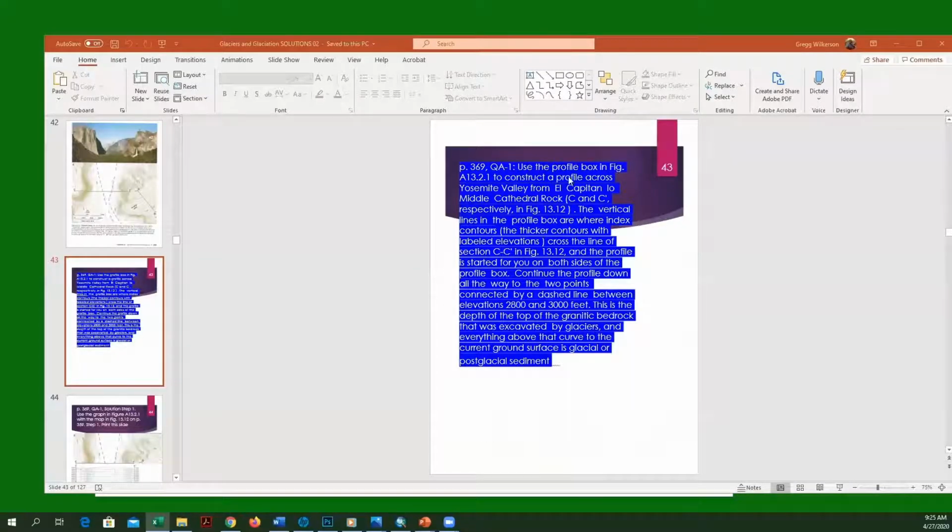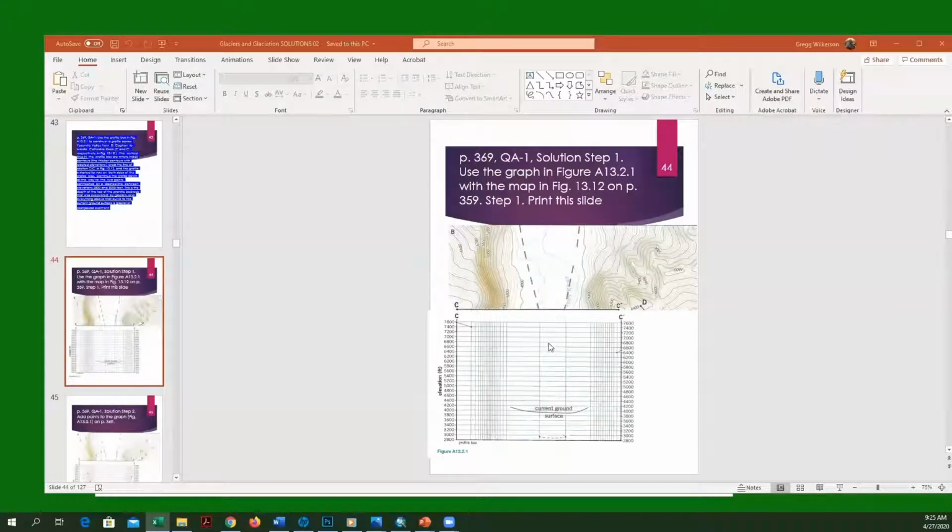And so we're going to use this profile box to connect the dots, right? So the way you do that is you have to take that profile box out of your lab manual and put it up against the map. Well, to make it easier for you guys, I just made this for you, all right? So what you can do is use slide 44 to make the cross section.